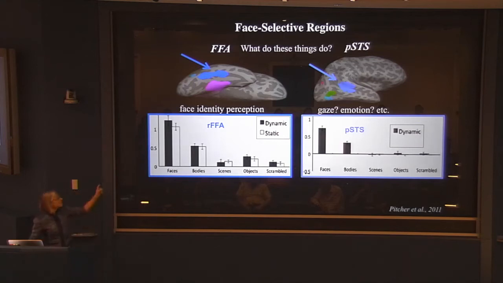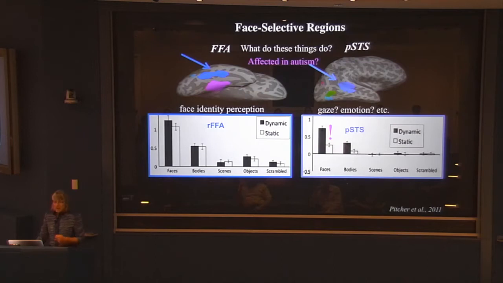Okay, so the FFA doesn't care about moving versus static things, but this region in the STS cares deeply. Okay, so we don't know what that means, but all of the hypotheses I can think of about why that region would care so much about face movies are interesting. So I'm intrigued by that. I can't tell you why it does that, but I think that's pretty cool.